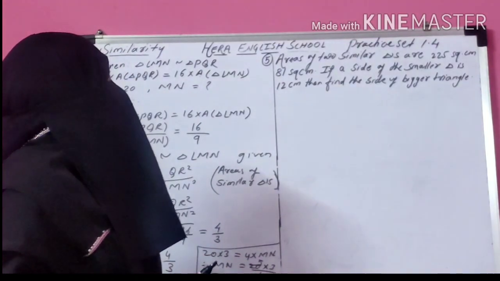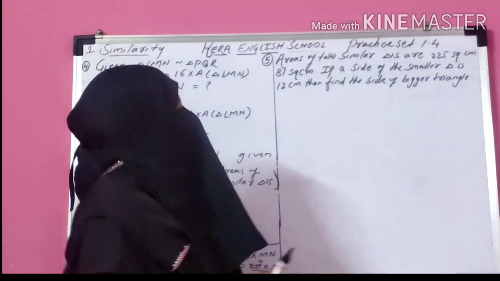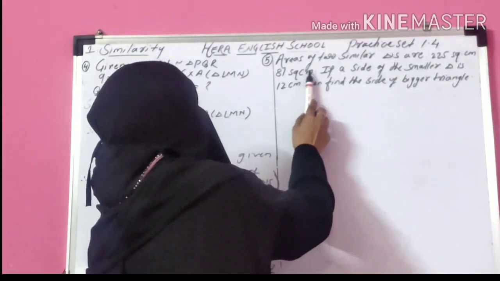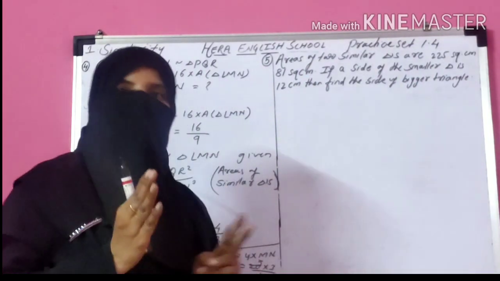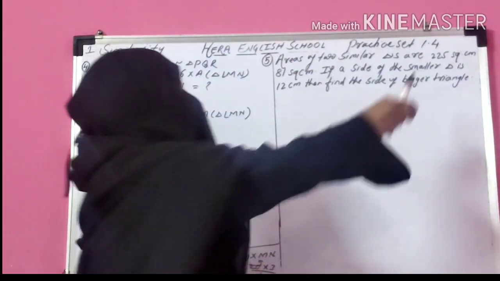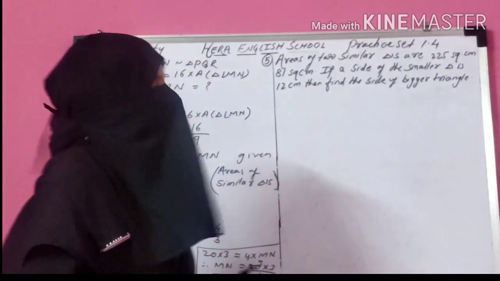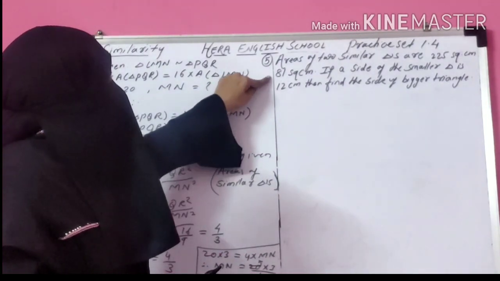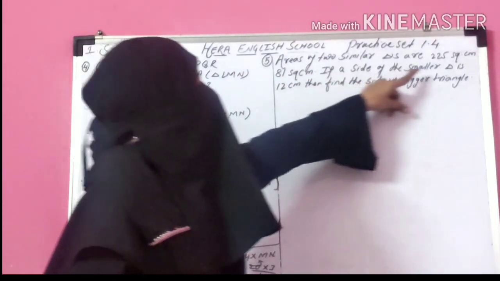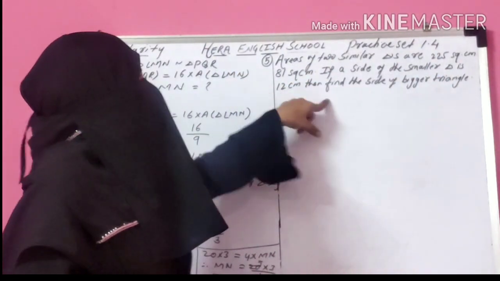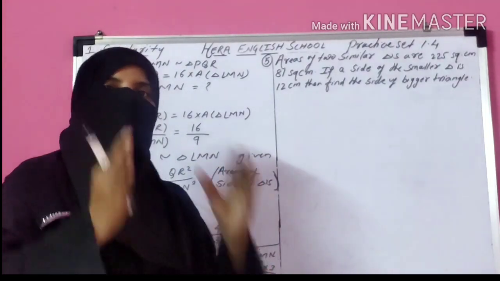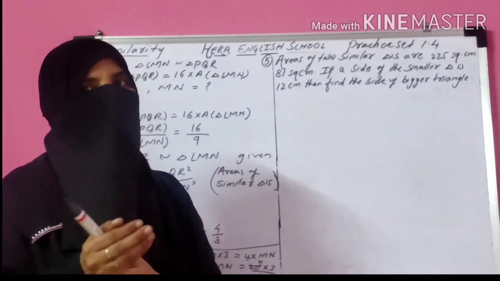Question number 5 is: areas of two similar triangles are 225 square centimeter and 81 square centimeter. That means two triangles that are similar, and the area of the first triangle is 225 square centimeter and the area of the second triangle is 81 square centimeter. If the side of the smaller triangle is 12, then find the side of the bigger triangle. That means out of two triangles, one triangle is smaller and one triangle is bigger.